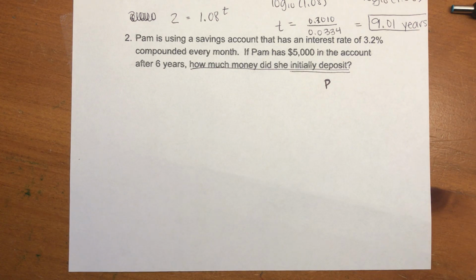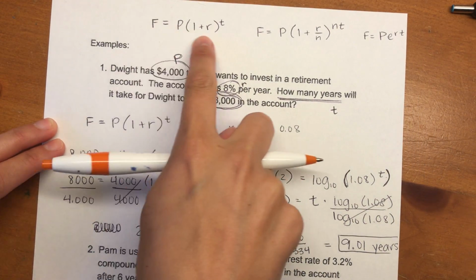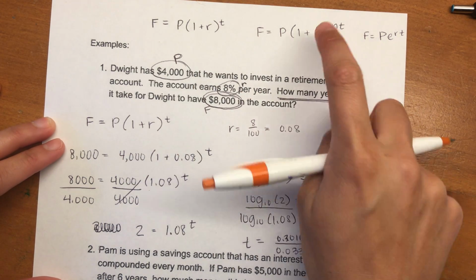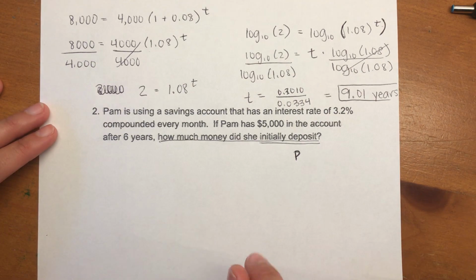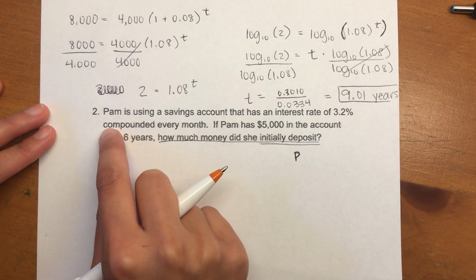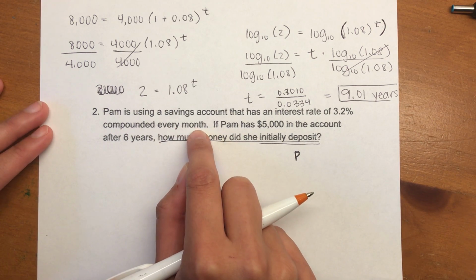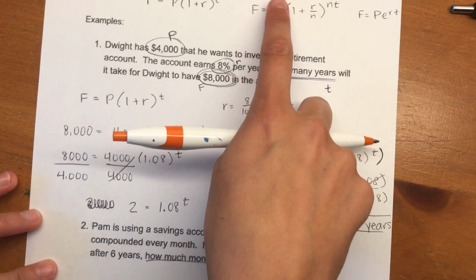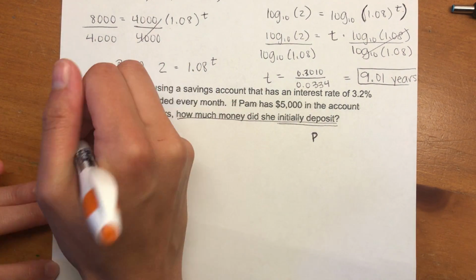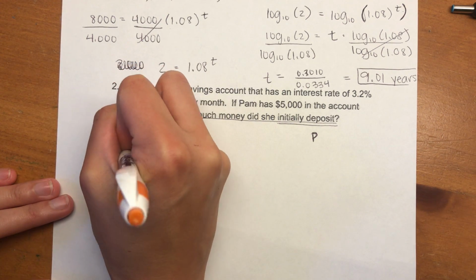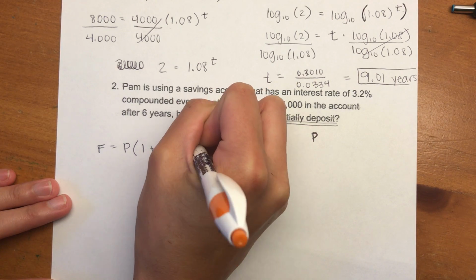Now I want to figure out which one of these top 3 formulas we are using, right? So remember, we have percent rate of change, compound interest, and continuously compounding interest. When I read this problem, I see compounded every month. If we're compounding in a certain period, that means we're using our compound interest formula. Okay, so I'm going to write that in. F equals P times 1 plus R over N to the NT.